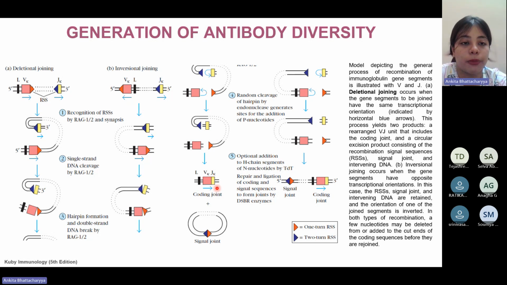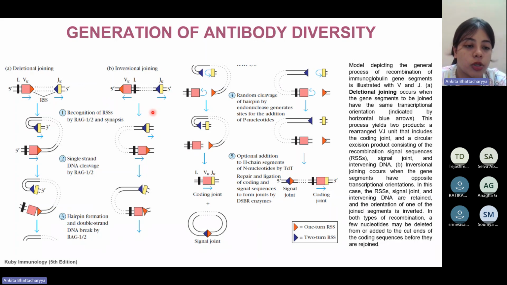On the right, the process of inversional joining has been shown. And inversional joining means that something is being flipped around, right? When that is occurring, you see that these are facing the same direction. Both the one-turn and two-turn RSS are facing opposite directions. They are looking in these opposite ways, whereas for same direction, these blue arrows indicated same direction, they would be able to coordinate and they would be able to excise the intervening fragment.